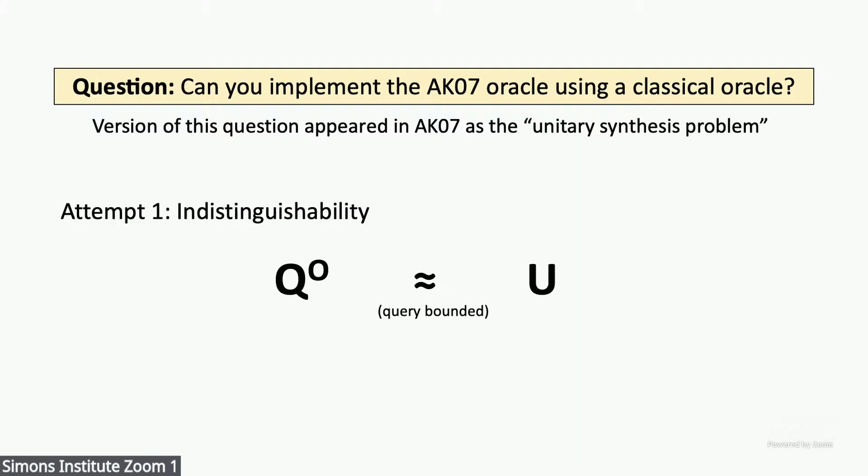But the first thing I wanted to point out is that you actually have to be careful about exactly what you mean when you say implementing the Ernst-Kuperberg oracle. So, the first thing you might say is that, okay, I have this Ernst-Kuperberg oracle. I want a quantum circuit that makes queries to some classical oracle that basically implements this U, or maybe it's indistinguishable from this U if you're query bounded. So that's a natural first attempt, but it turns out that this really probably is not good enough. In particular, we now know that you can implement this U from a classical oracle, but not in a way that actually gives you a classical oracle separation.